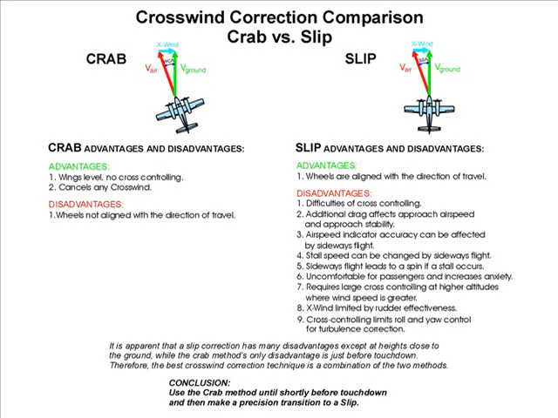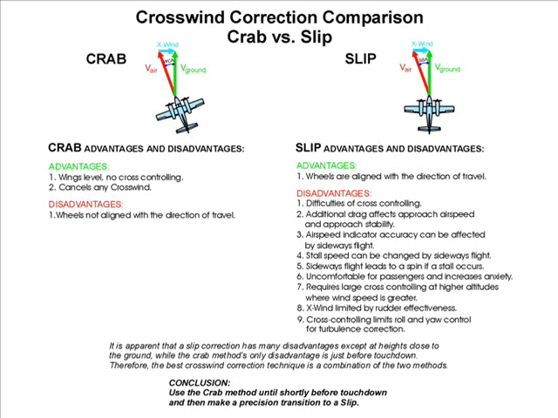Slips require large cross-controlling at higher altitudes where wind speeds are greater. And rudder effectiveness limits the amount of crosswind that can be corrected. In addition, cross-controlling limits turbulence correction by restricting full control deflection. A slip's only advantage is that wheels are aligned with the direction of travel.